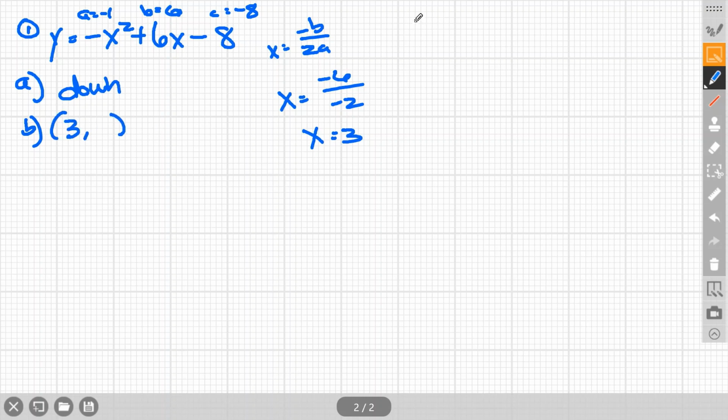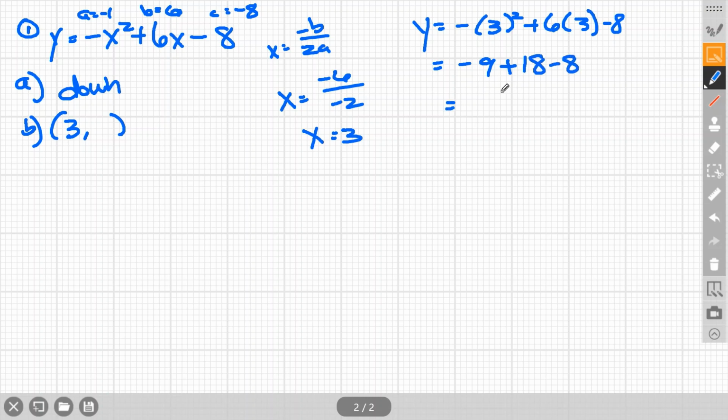Now let's substitute that into the equation to find the y coordinate. We have -3 squared plus 6 times 3 minus 8. That's -9 plus 18 minus 8. So -9 plus 18 is 9, minus 8 is 1. So the y coordinate of the vertex is 1, and the vertex is (3, 1).